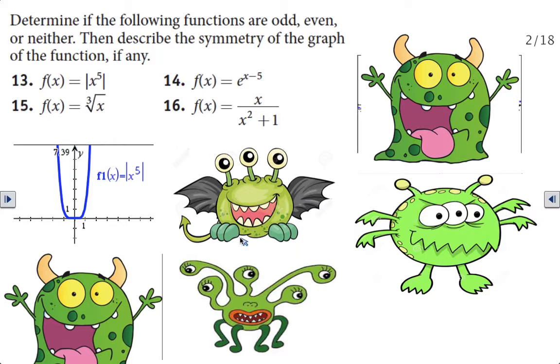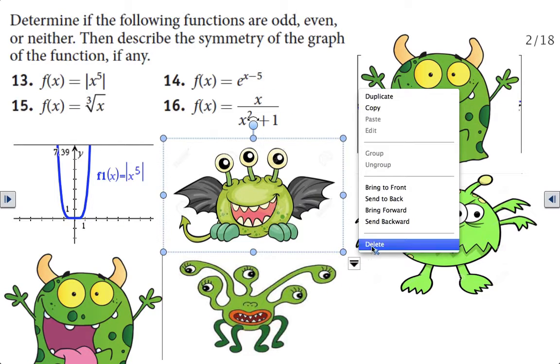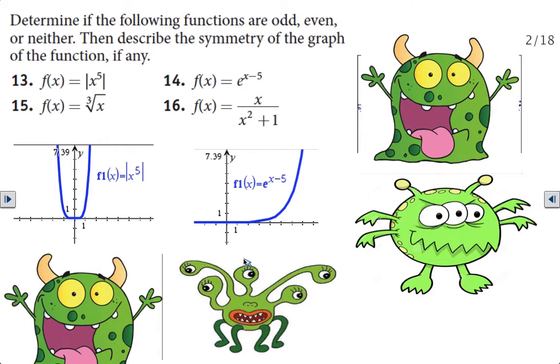This equation is going to be an even function because it reflects across the y-axis. Okay, this next equation, f of x equals e raised to the x minus 5, I think is right here underneath this monster. Okay, that's what the graph looks like. This is neither even nor odd.